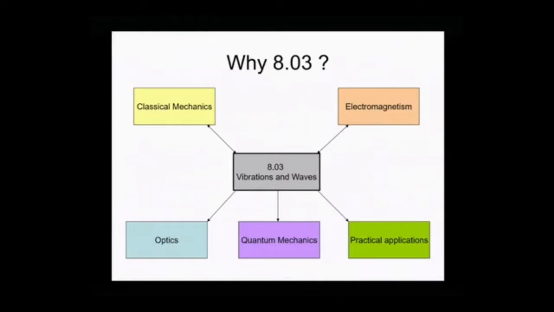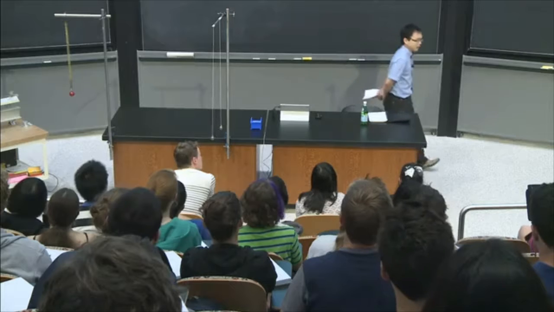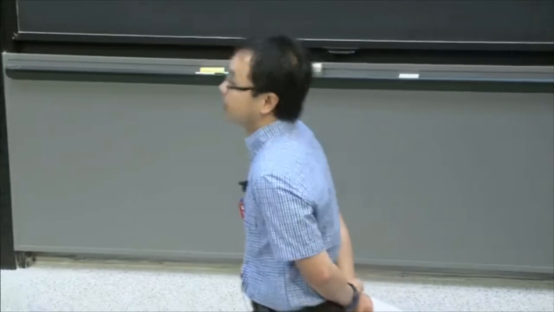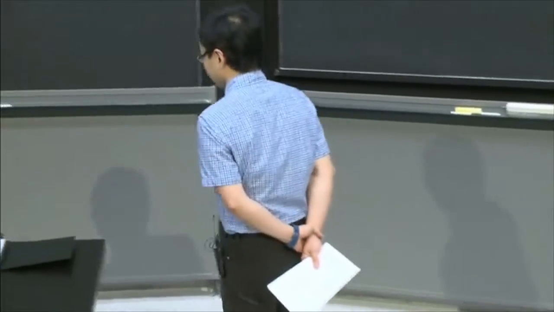So what is the relation of AO3 to other classes or other fields of study? It's closely related to classical mechanics, which I will use immediately. And I hope you still remember what you have learned from AO1 and AO2. Electromagnetic force is also closely related. And we are going to use the techniques we learn in this class to understand optics, quantum mechanics, and also there are many, many practical applications which you will learn from this class.